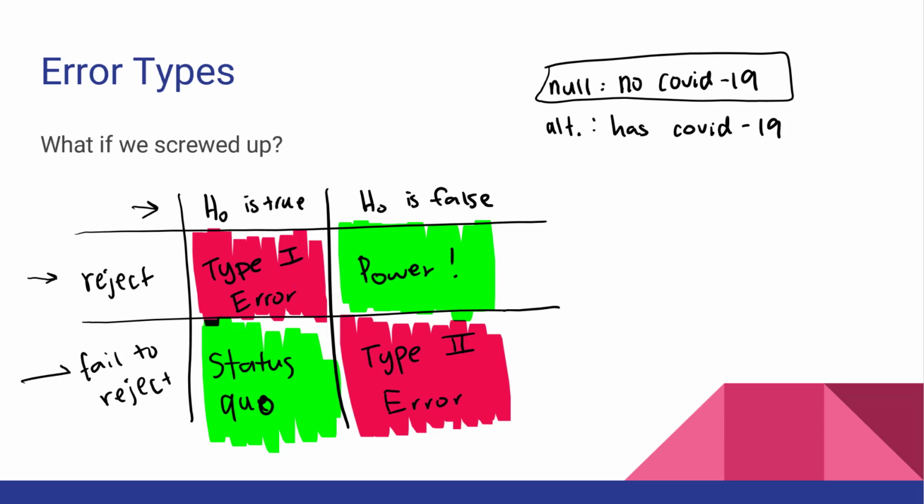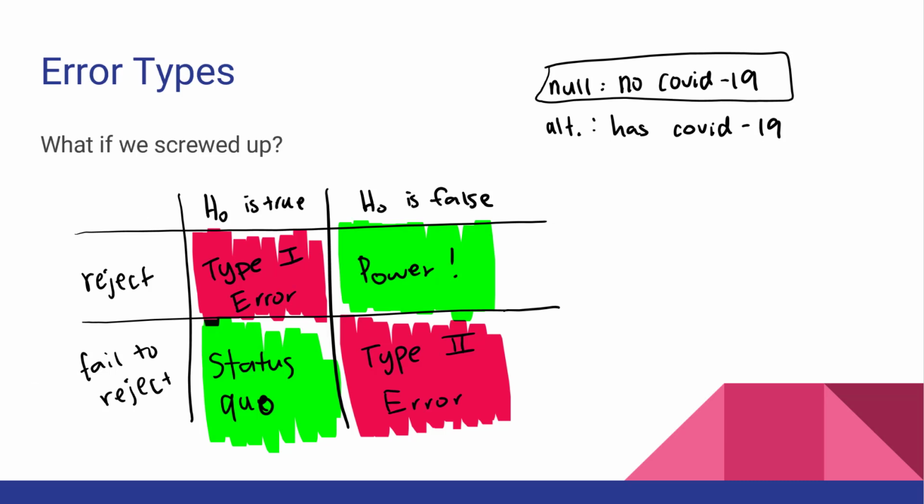The other thing that could happen is that our test works as it's supposed to, and our test says that this person does not have COVID-19, and in reality, they don't have COVID-19. So we have made a correct decision, which is why this box is lit up in green, and we have maintained the status quo. We are keeping our null hypothesis, no assumptions have changed.